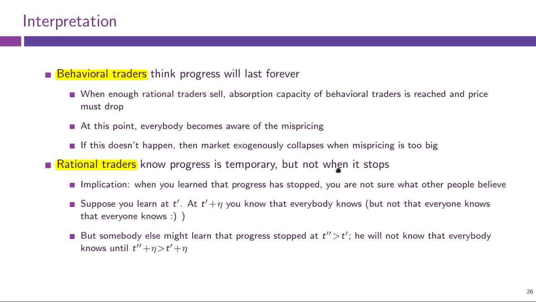So, going back to rational traders, they do receive the news that this high price growth is temporary. They do not really know when it stopped. So they are informed if it stopped, but they do not, once again, know how soon after the actual slowdown they were informed. And this in particular means that they are not sure what other people believe.